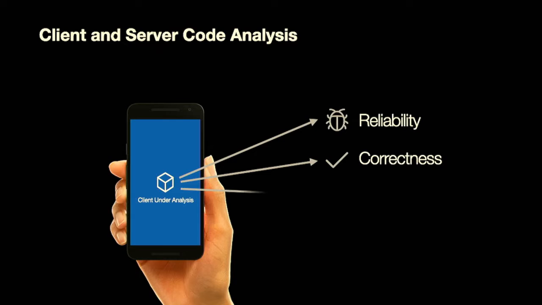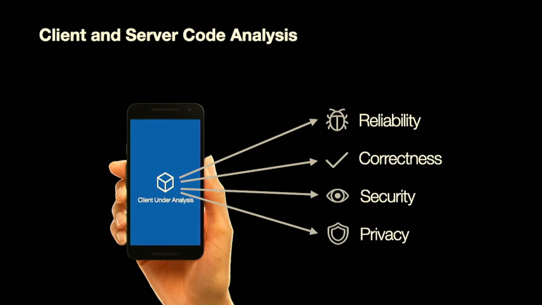On the client side, code analysis techniques have been widely studied in academia. There is a perception that client-side research has gained significantly more attention in the past years compared to server-side analysis. One potential factor might be the client-side subject, especially mobile apps. They are very visible and accessible in ways that server-side code is not. So the client-side research has been applied to detect multiple types of issues like reliability, correctness, security, and privacy.